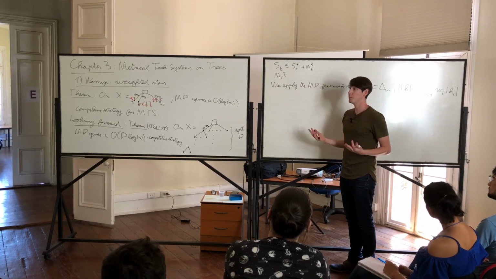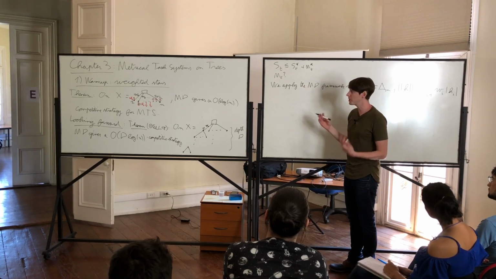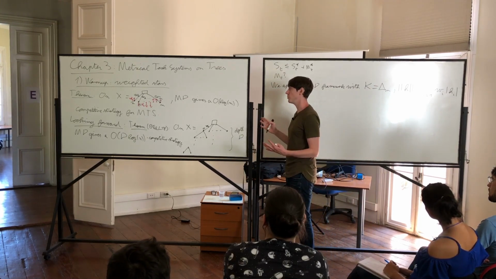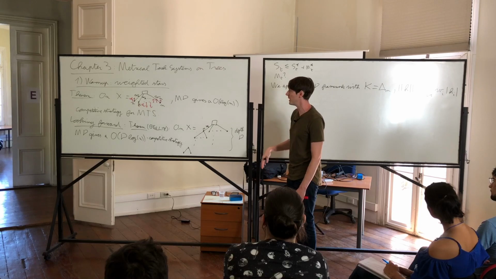Now we have to come up with a mirror map. So how are we going to come up with a mirror map? Phi is a general multivariate function. It can be very, very complicated.